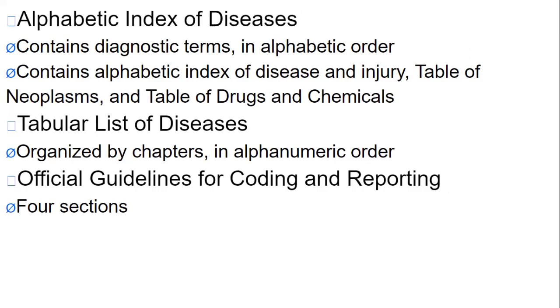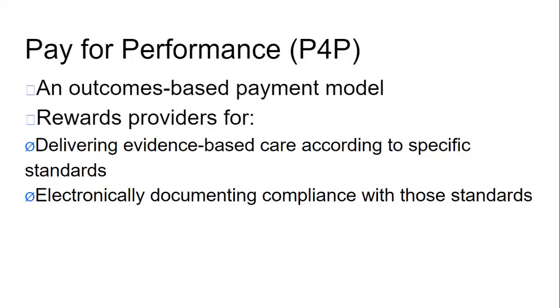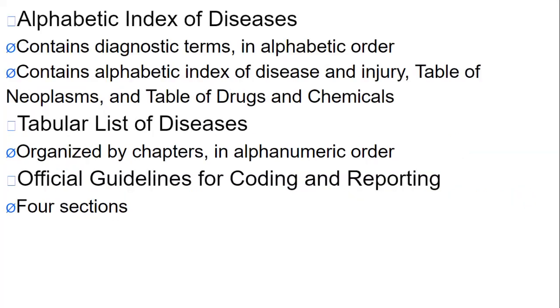Section 1 is conventions, general coding guidelines, and chapter-specific guidelines. Section 2, maybe this is on the next one. No, I'm sorry. Section 2 is selection of principal diagnosis. Section 3 is reporting additional diagnosis, and Section 4 is diagnostic coding and reporting guidelines for outpatient services.